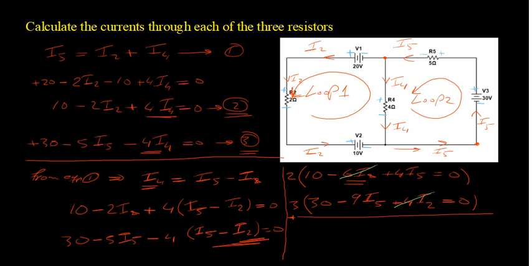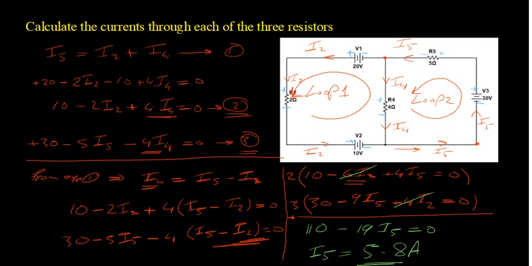Now I'm going to do the math. 20 plus 90, that will give me 110. And here is 8 minus 27, that will give me minus 19 current 5 equal 0. From here, current going through resistor 5 will be 5.8 ampere.